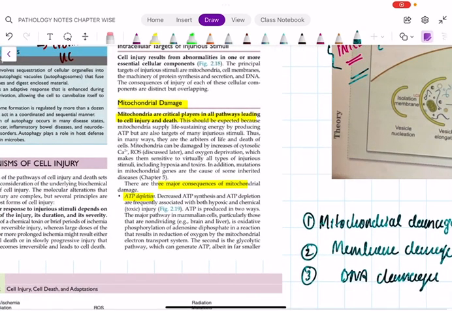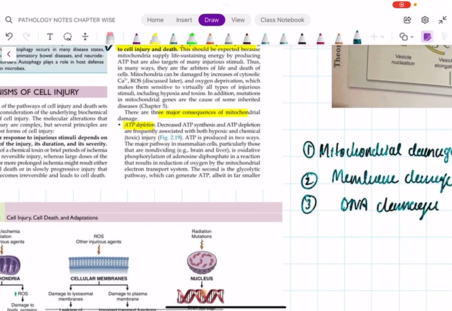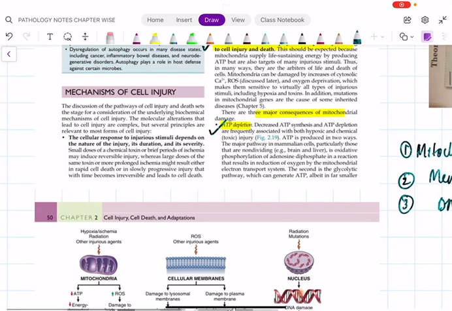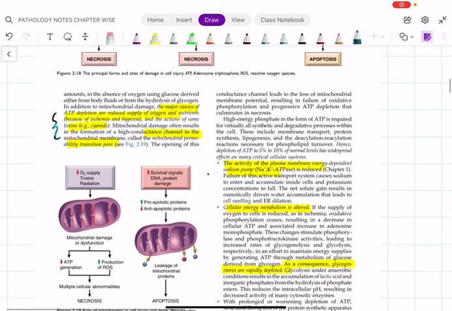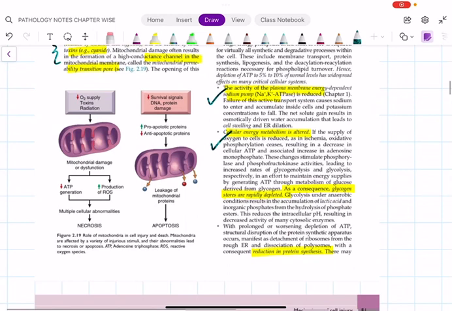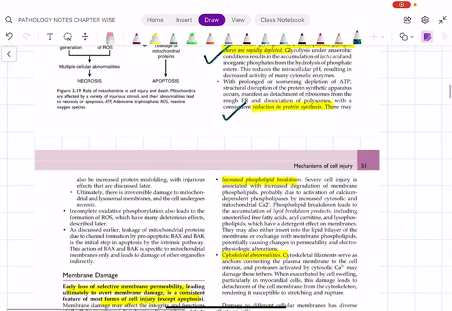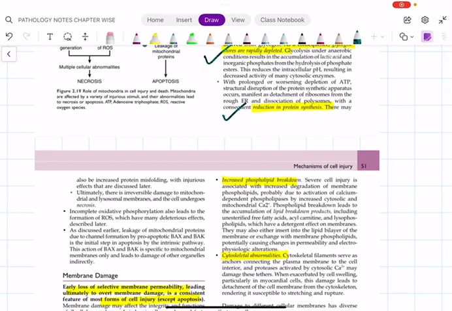Mitochondria is the critical player in all pathways leading to cell injury and death. We have seen them in the intrinsic pathway of apoptosis. What are the major consequences of this mitochondrial damage? There will be ATP depletion. Why is there ATP depletion? Because of ischemia or hypoxia. The activity of the sodium potassium pump will be reduced, cellular energy metabolism is altered, the glycogen stores will be depleted, and there is reduction in protein synthesis. So these are the consequences of mitochondrial damage.